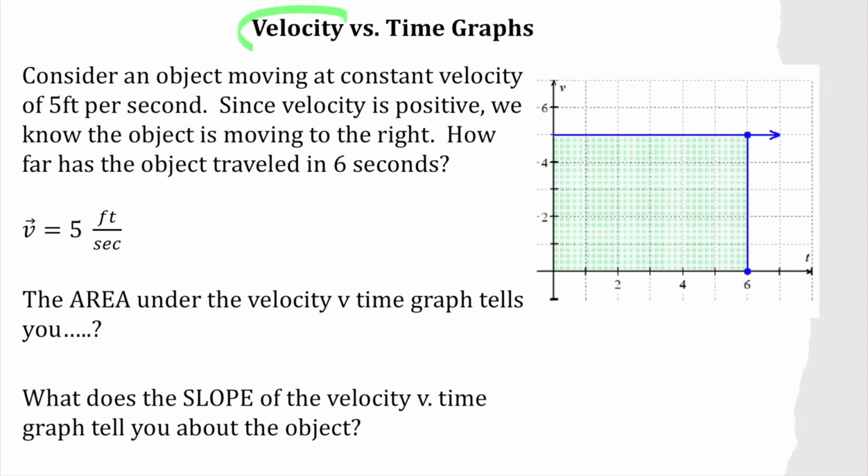Now, velocity versus time graphs. Those are a little bit of a different beast, but they're so cool. So consider an object moving at a constant velocity of 5 feet per second. That's this top line up here. Since velocity is positive, it's above the x-axis, we know that the object is moving to the right. The question is, how far has the object traveled in 6 seconds?